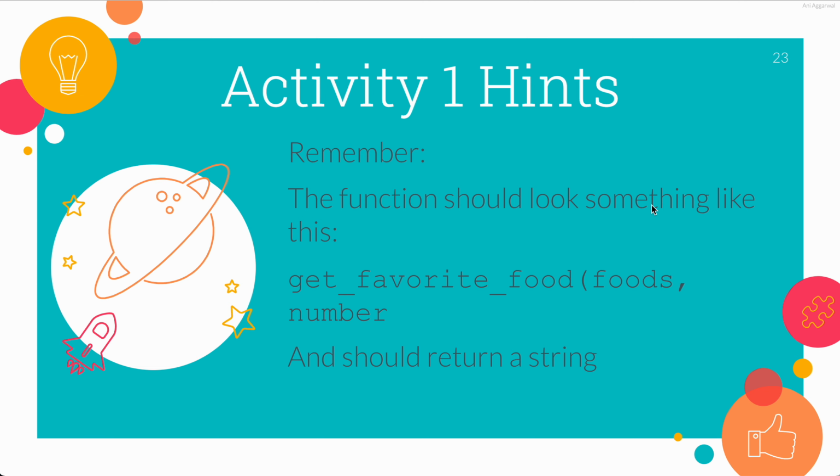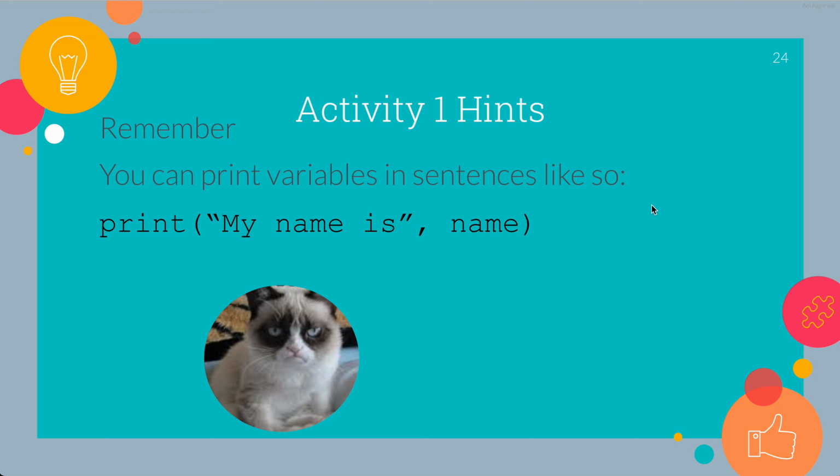Here's some hints for the first activity. The function should look something like get favorite foods, and number, and should return a string. You can also print variables in sentences by doing print, putting a string, and then putting a comma, and then putting in the variables that you might want to print.